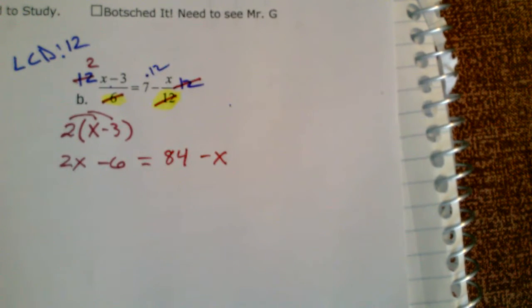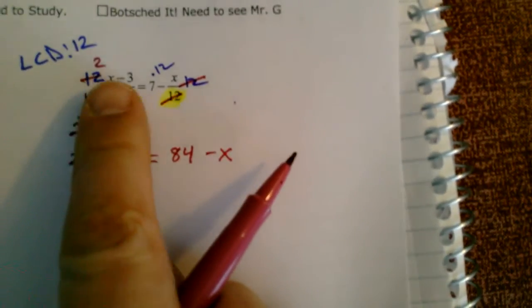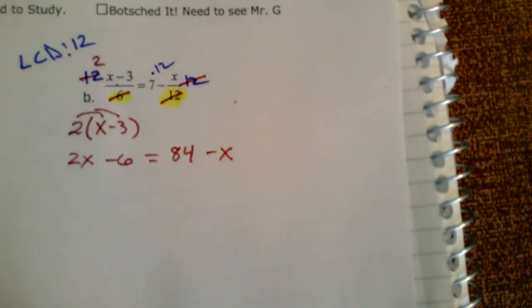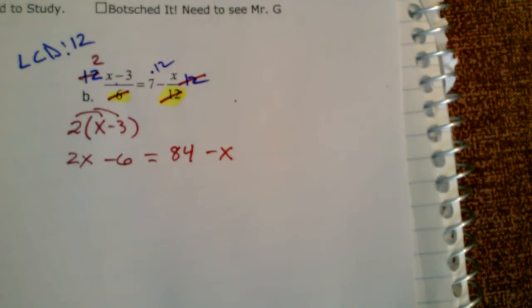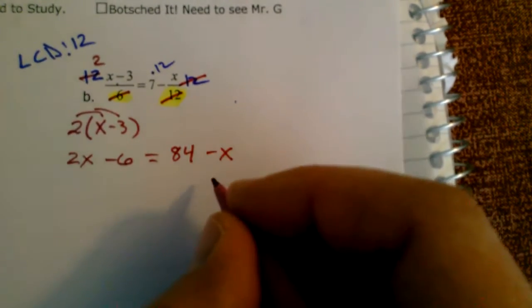Okay, so I did a little math magic here. All right, multiplied everything by 12. All of those highlighted denominators have disappeared. And now we just have a basic algebraic expression. We know how to solve this.